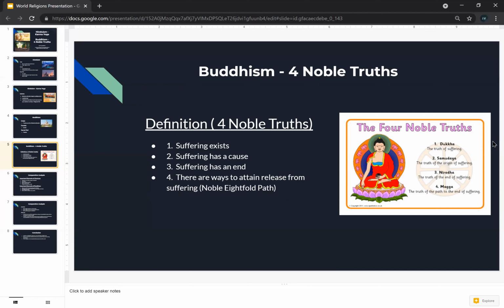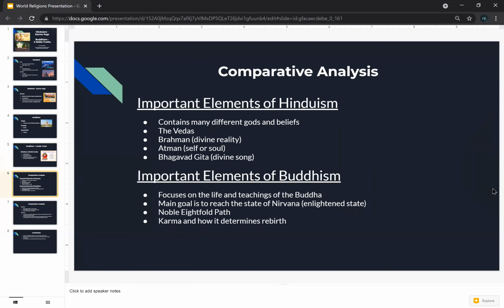So comparative analysis. Some of the most important elements of Hinduism focus on the fact that there are different gods and beliefs, the Vedas. It also focuses on the important element of Brahman being divine reality, Atman being the self or soul, and the Bhagavad Gita, which is known as the divine song. And some important elements of Buddhism include a focus on the life and the teachings of the Buddha. The main goal of Buddhism is nirvana, which is the enlightened state. It also focuses on the Noble Eightfold Path, as well as karma and how that determines rebirth.